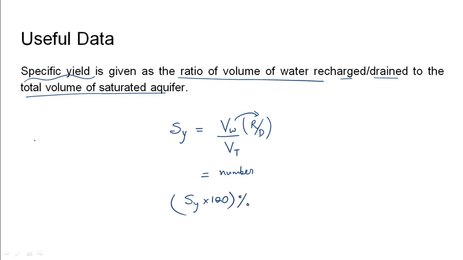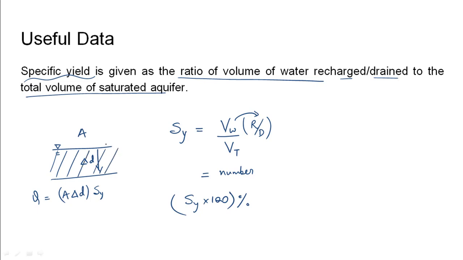So if we are given water table level and let us say we drain it, the water table level will drop to a certain level. Let us say this drop was delta D. There will be a certain area of the aquifer A, so the total water that will be discharged will be A times delta D into specific yield, because the whole volume of this aquifer will not get discharged. There will only be a certain percentage of this volume that consists of water, so that volume will get discharged.